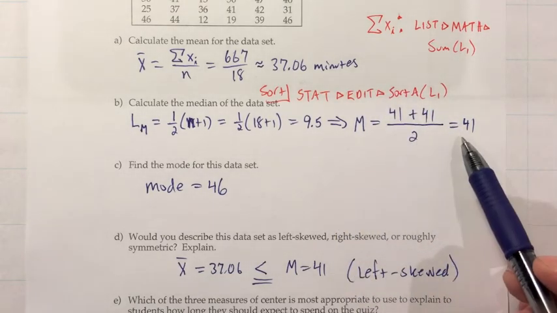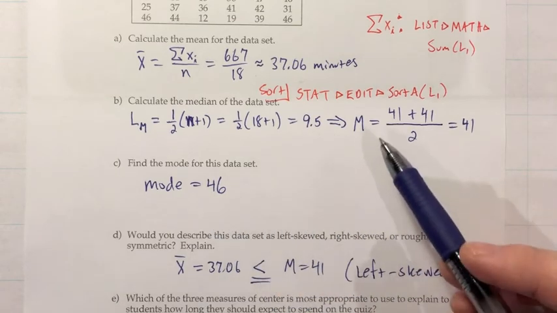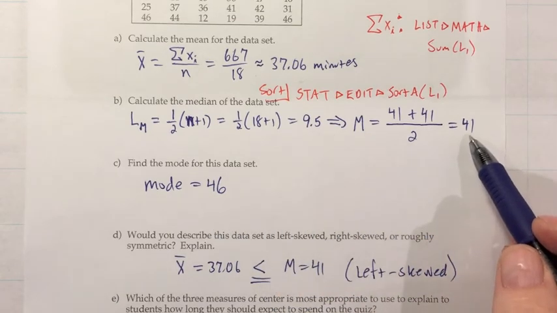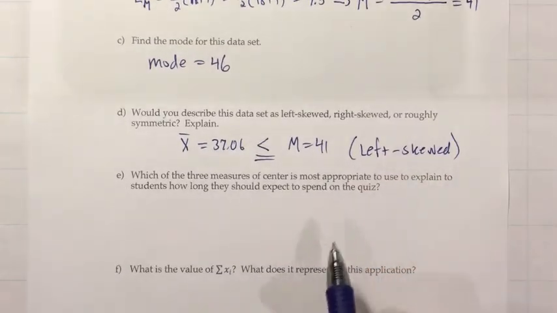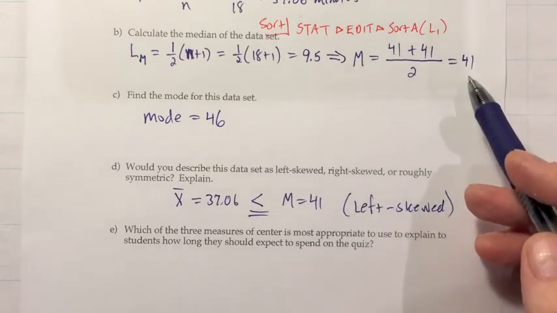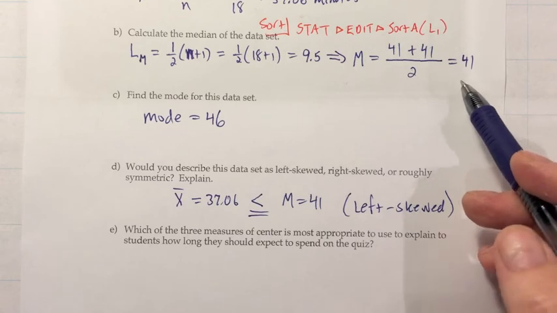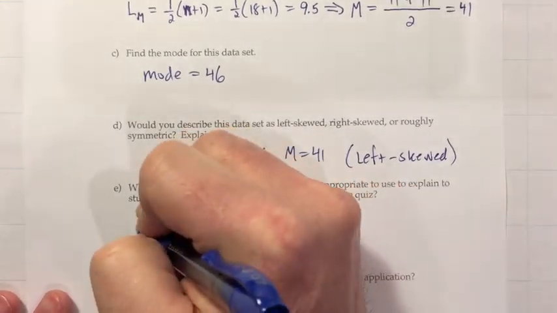But the median is a halfway point. The mode I mentioned before could be anywhere. In this case, the mode is kind of towards the right. It's a longer than usual time. So I would give them the median, because then I could tell them, look, if you're a slow student, it'll probably take you more than 41 minutes. If you're a fast student, it'll be less than 41 minutes, because 41 is kind of the middle. So which would I give them? I would give them the median.